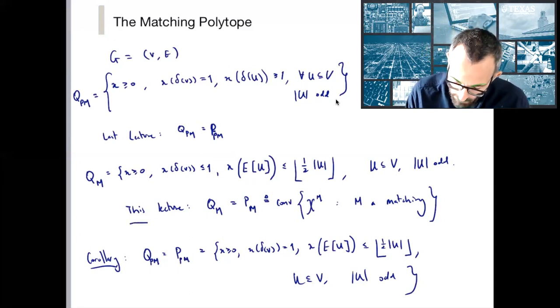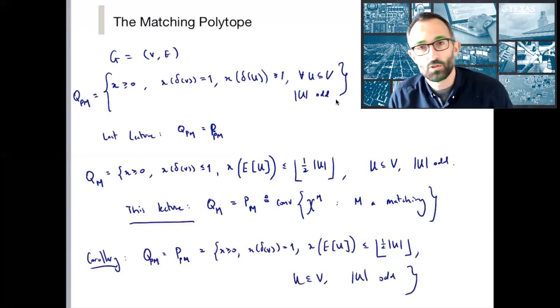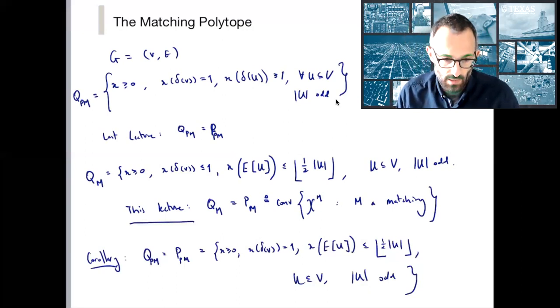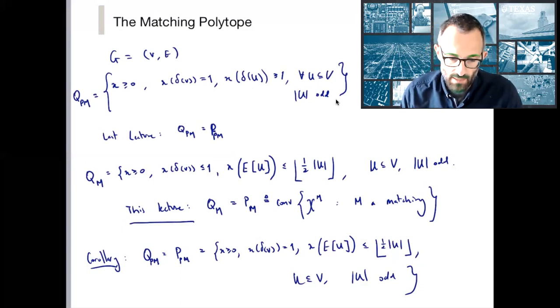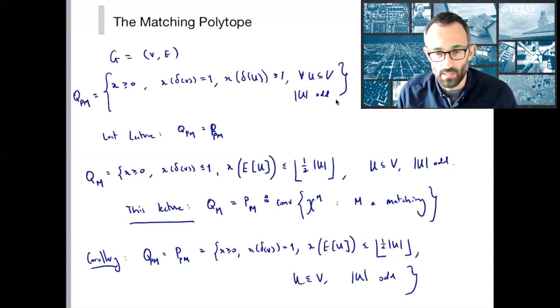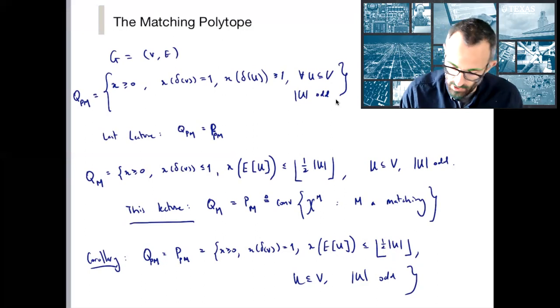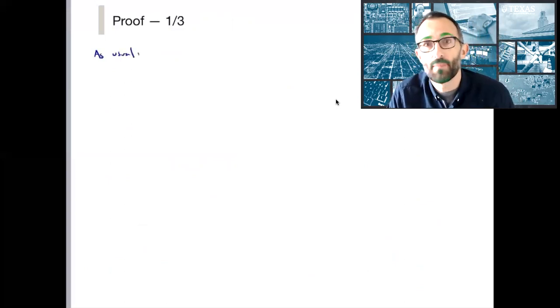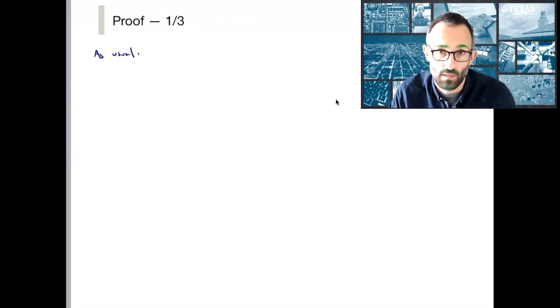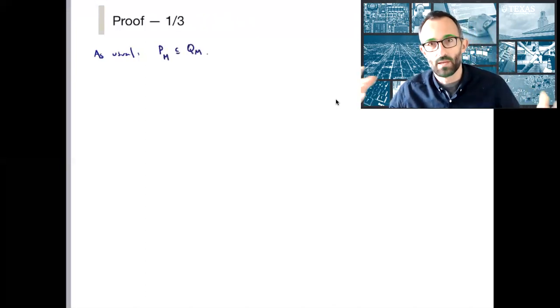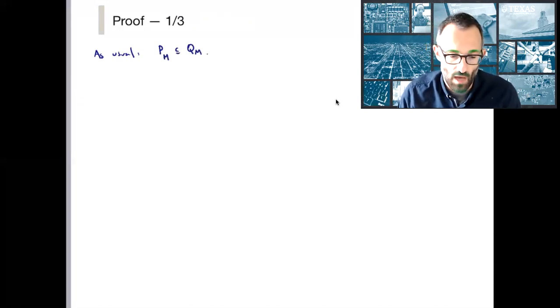Okay, so let us now focus on the task at hand, which is to show that QM is equal to PM. And of course, one inclusion is always clear. So for the proof, as usual, it's very simple to check that any matching indeed satisfies the constraints of QM. So that tells us that PM is certainly a subset of QM. So the bulk of the proof is showing the converse, the opposite inclusion.